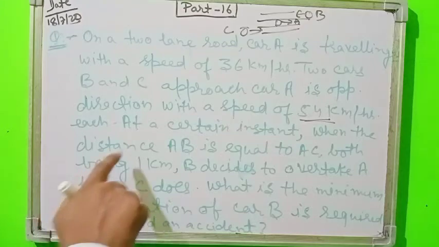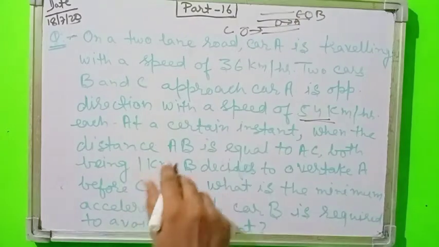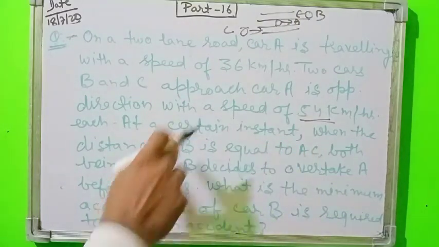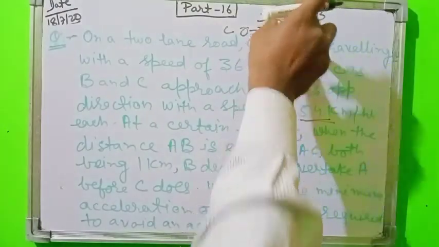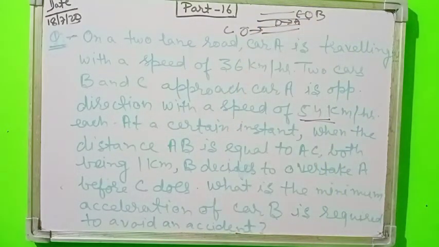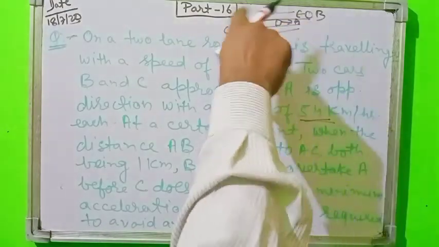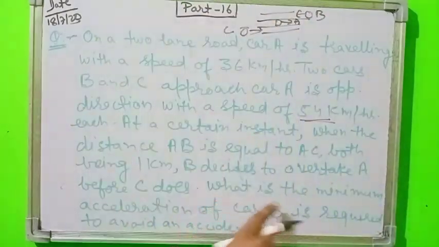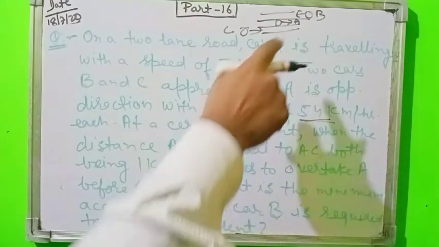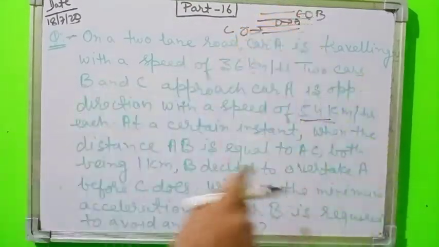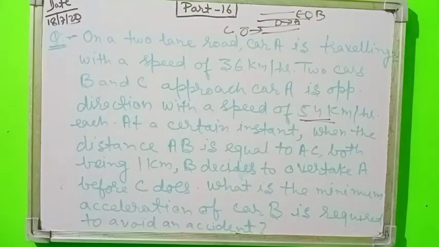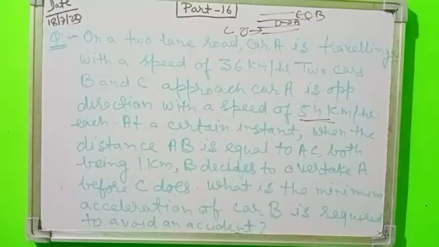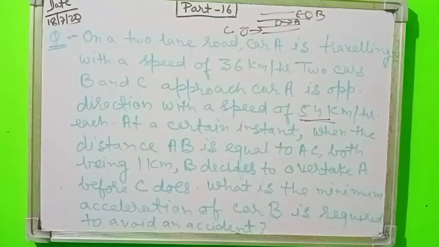At a certain instant when the distance AB is equal to AC, that is both the distances are 1 km, B decides to overtake A before C does. What is the minimum acceleration of car B in such a way that there should not be an accident between car B and car C? So what should be the minimum acceleration of car B?